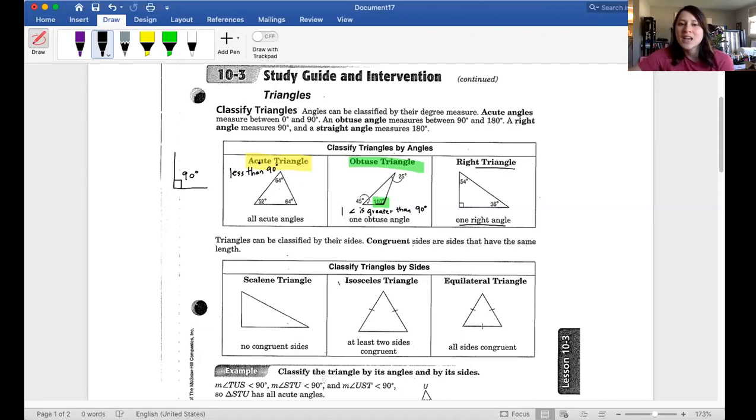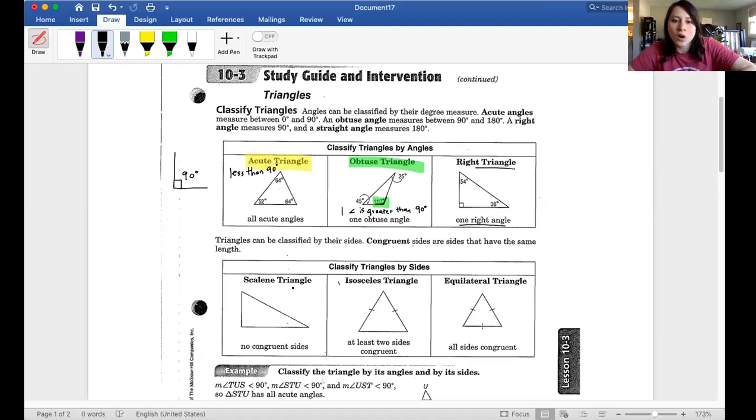And you can kind of think an acute triangle is super cute. So it's like the smallest one where all the angles are the smallest. The obtuse is where one of the angles is greater. And then the right triangle, in the name itself, you can tell there's one right angle, one 90-degree angle.